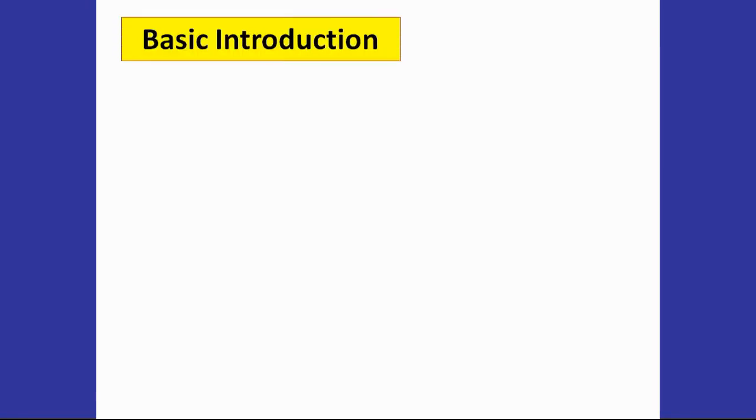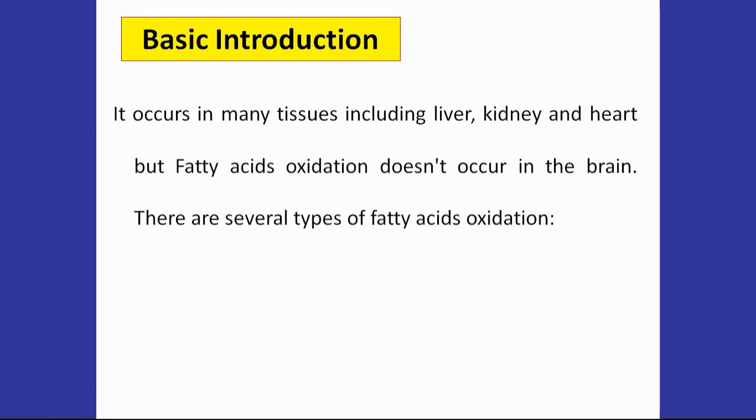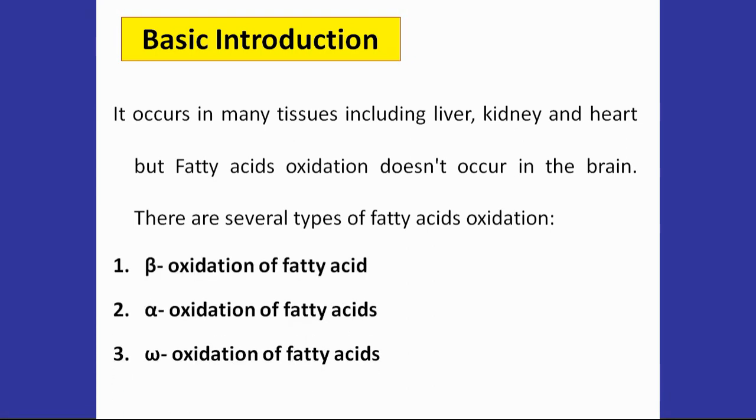Now again, in the basic introduction, where does the oxidation of fatty acid take place? The oxidation of fatty acid generally takes place in three important organs, that are the liver, kidney and the heart. But preferentially fatty acid oxidation doesn't take place in the brain. Now there are different types of oxidation. Basically we have beta oxidation, alpha oxidation, along with that we have omega oxidation.